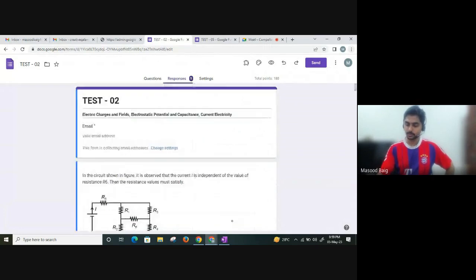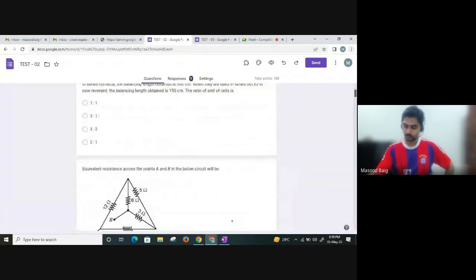Electric current drawn from this cell. That would be one of the questions again.